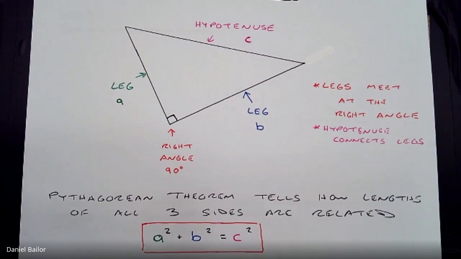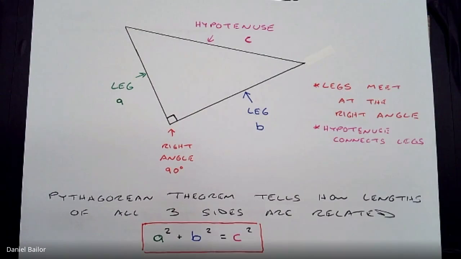Last week we practiced finding missing angles. Today we're finding missing lengths, the lengths of the sides. So we're going to use two sides to find the third one. Now I'm going to remind you about the important things.